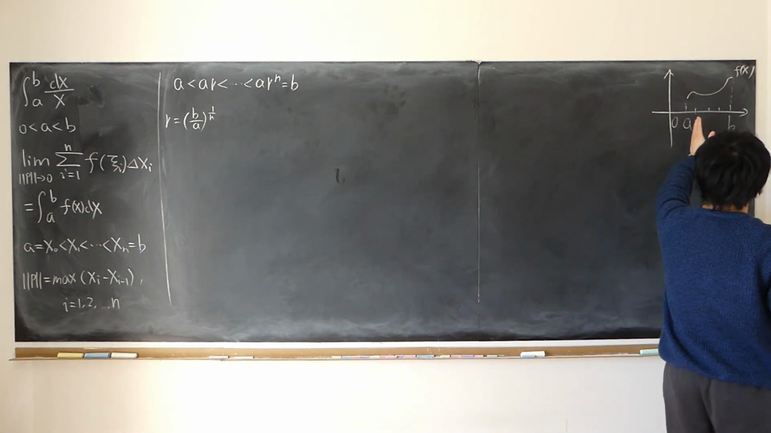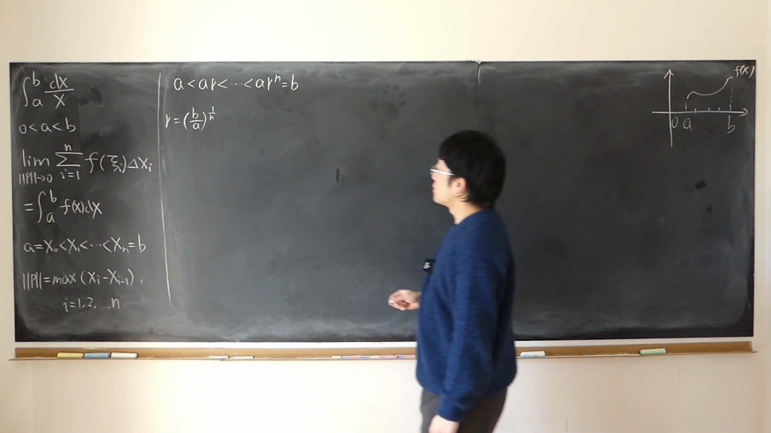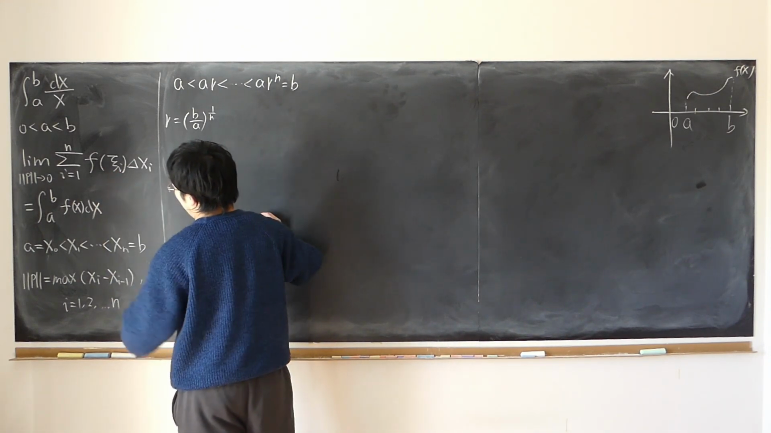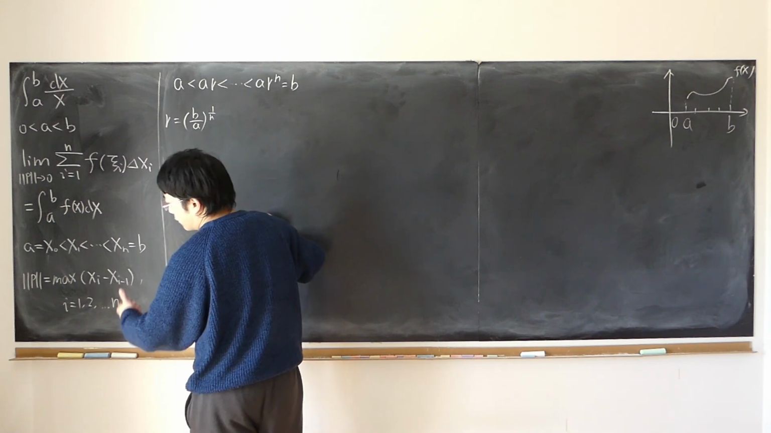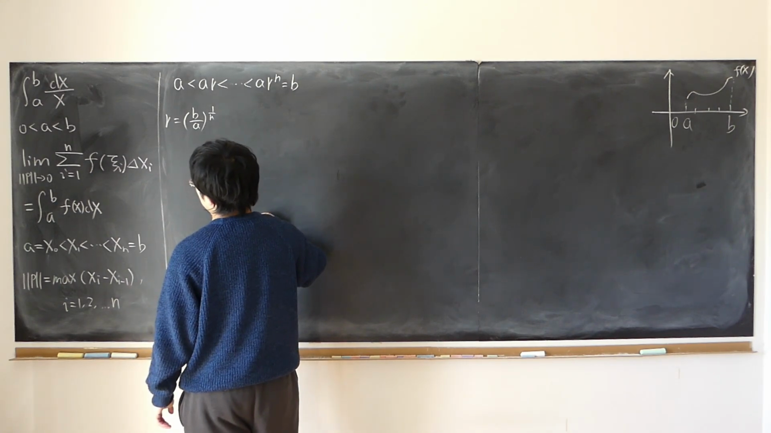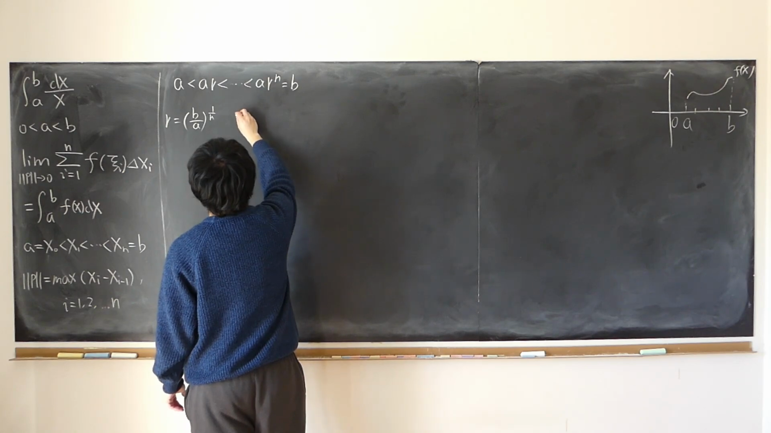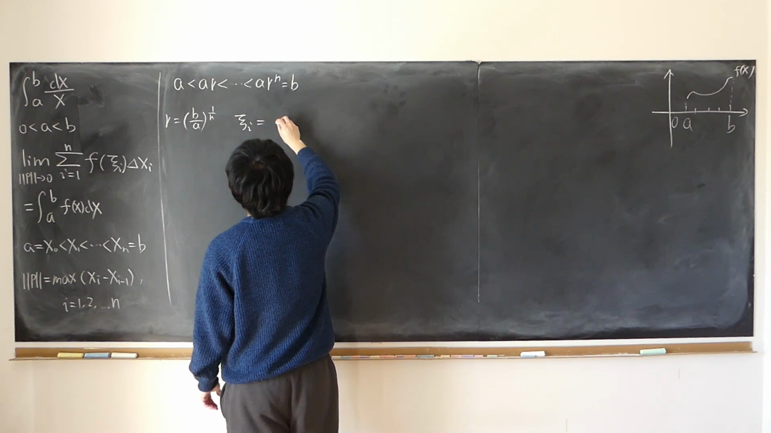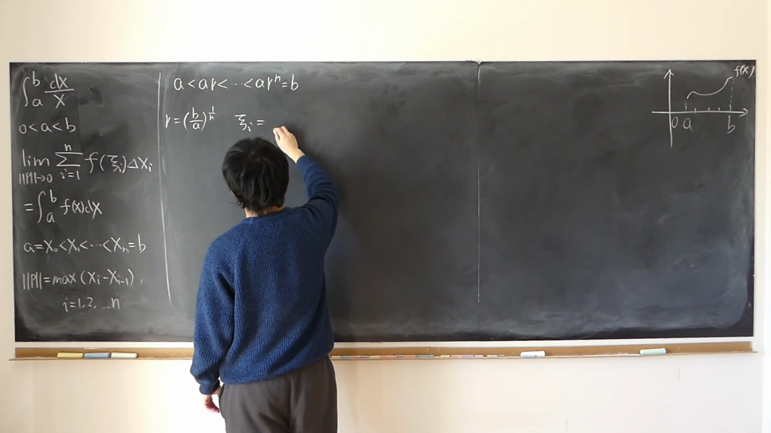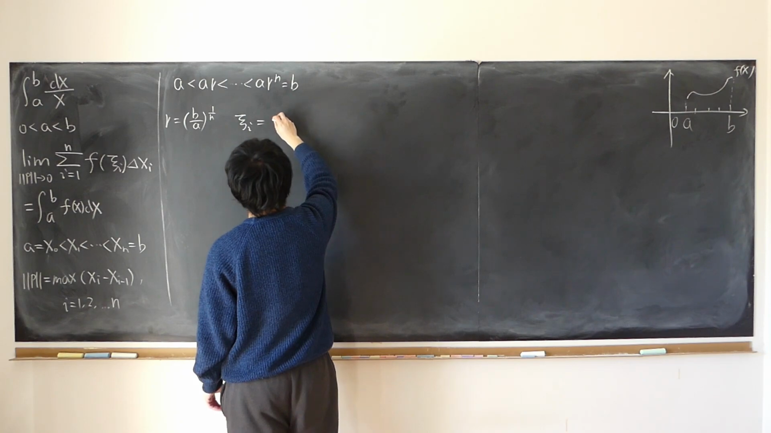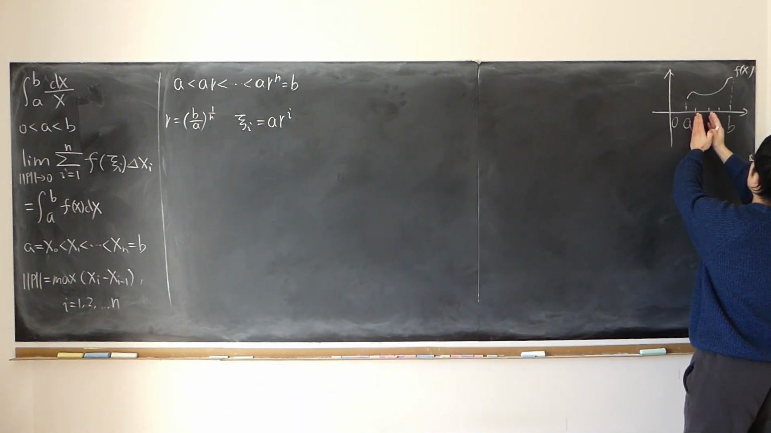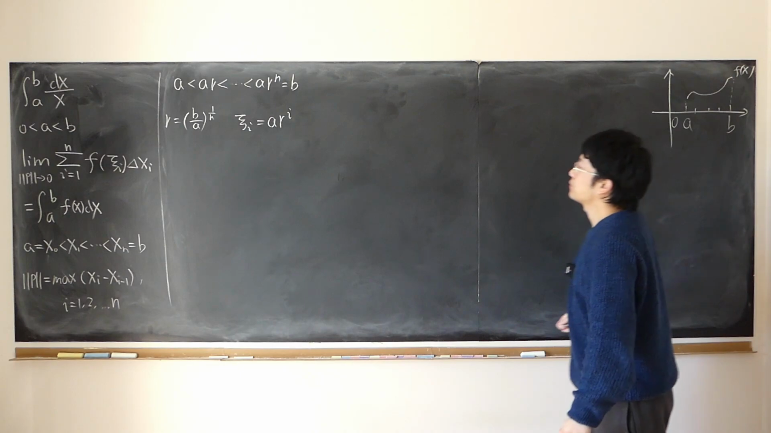An uneven partition. The next question I want to address is that the choice of xi is arbitrary, so it's okay for me to choose a special xi. I'm going to choose xi to be just the right edge of each small interval. So that is a times r to the power of i, the right edge of each of my small intervals. It's okay.